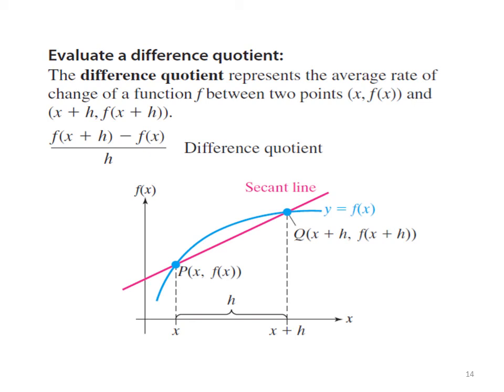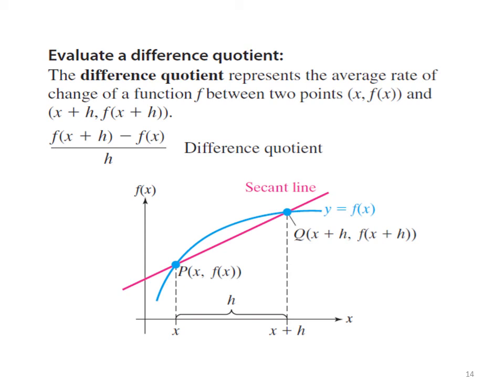Now, to find the average rate of change for this function, we will do exactly what we did before. X will define a point on the graph of the function. The first point is x and f of x. The right-hand point of the interval, which is x plus h, also defines a point on the graph. We call it Q. The coordinates are x plus h and f of x plus h. This is the y value.